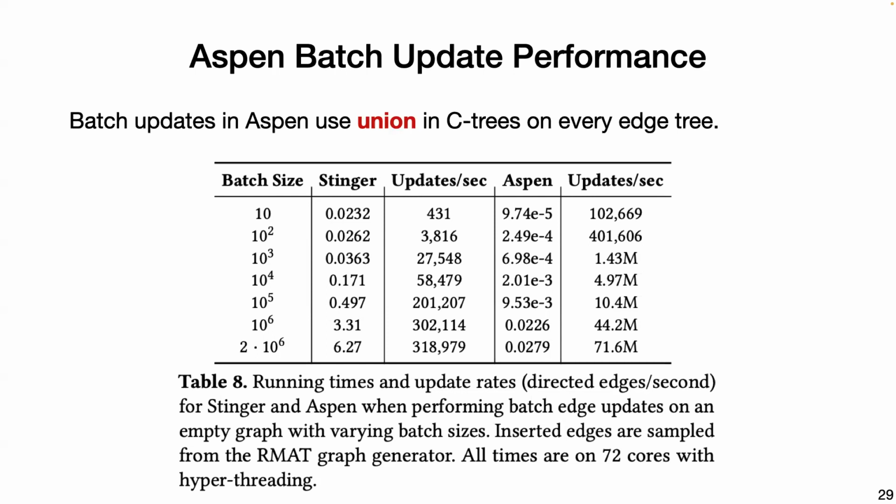And you can see that they did some experiments. The batch size increases from 10 up to about 10 to the 6. For Stinger, I guess these are the absolute times, and these are updates per second. And Aspen is the graph streaming system that they built on top of C trees. The updates per second are up to about 71 million in Aspen, and they stop at about 300,000 in Stinger. So this is several orders of magnitude.